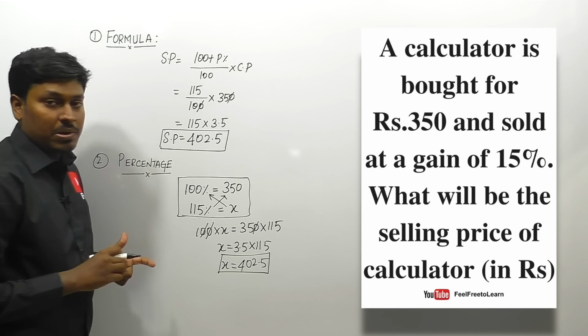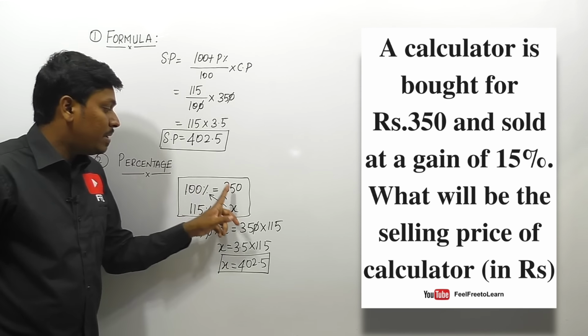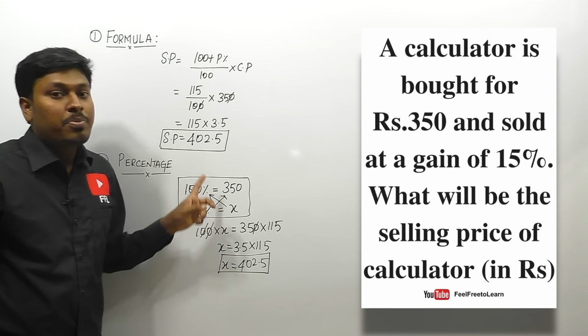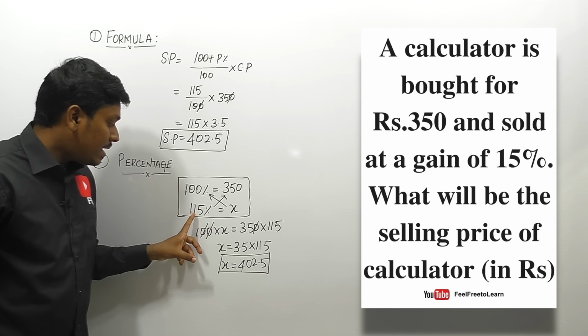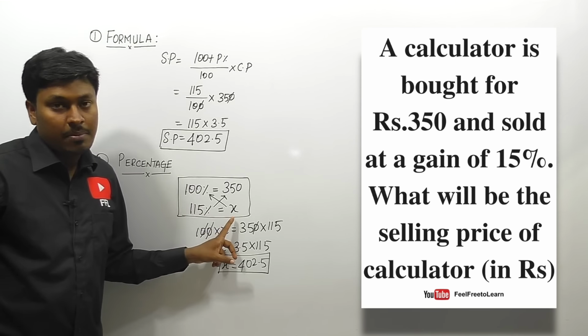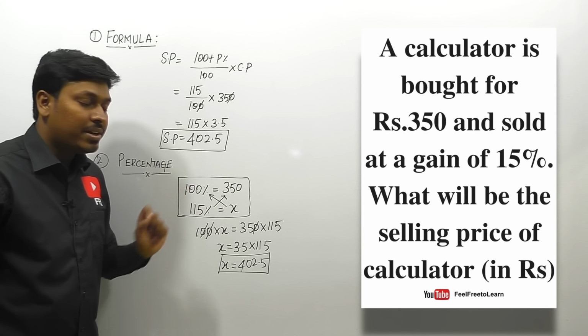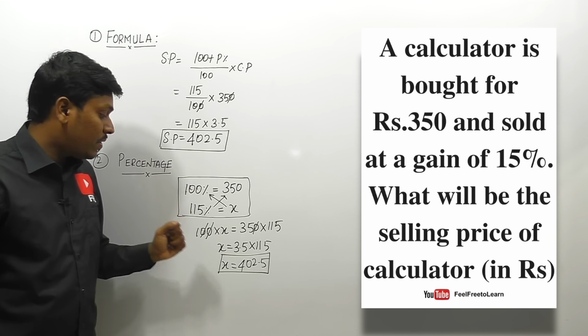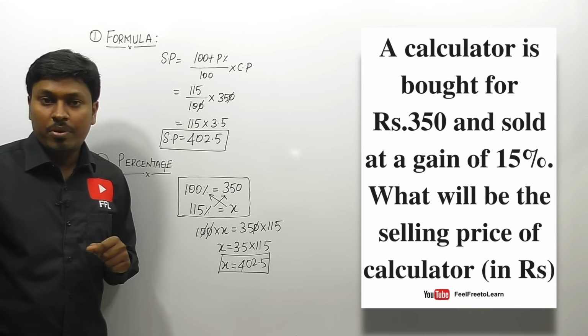This area is most important, right? You need to understand the concept. 100% cost price will be 350 rupees. Cost price plus profit will be 115%. So we need to find what is the amount. So 115% is equal to X. So finally we got the answer for question number 5, which is 402.5.